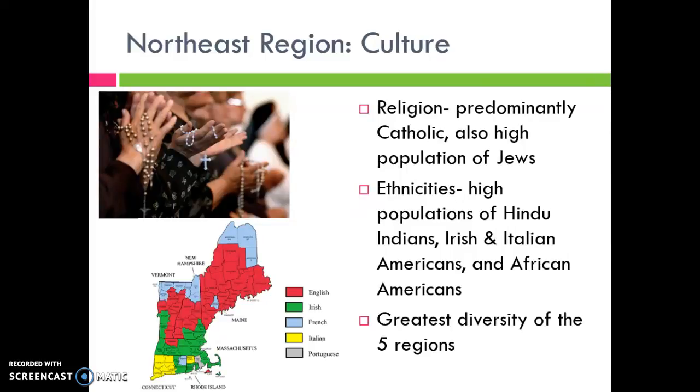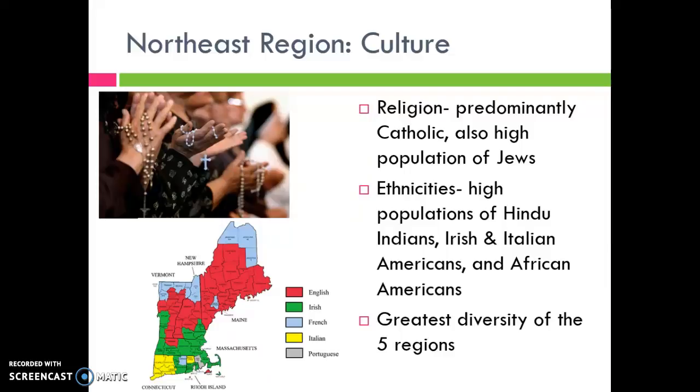A little bit about the culture. The religion is mostly Catholic, simply because when they founded these colonies, a lot of people were escaping from England, and they were Catholic because people in England did not like Catholics. So you're going to have a kind of mishmash of people in this area because this is where our country sort of began.